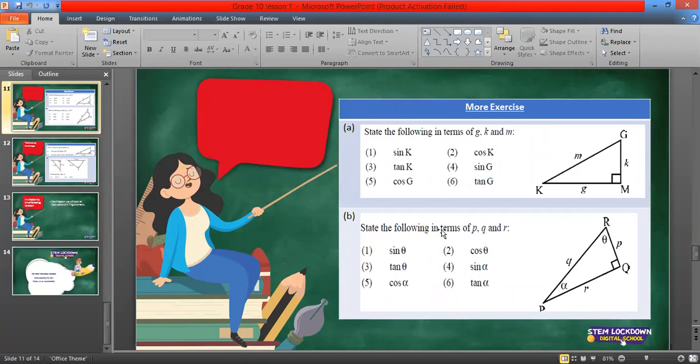Now, what is sine K? What will be our value of sine K here? Sine is what? Opposite over hypotenuse. So what will be our sine K in terms of these letters? You must state the values in terms of G, K and M. So what is sine K?